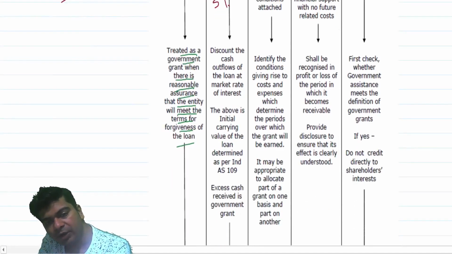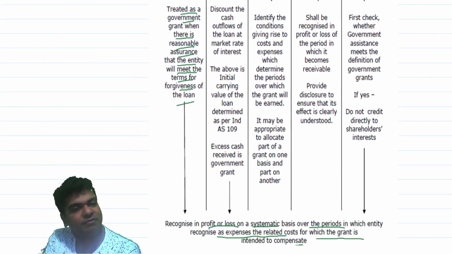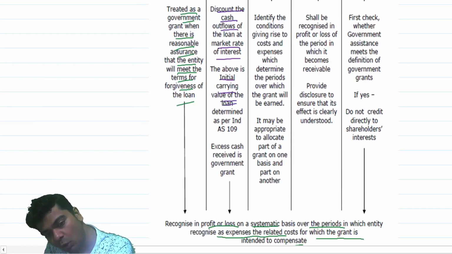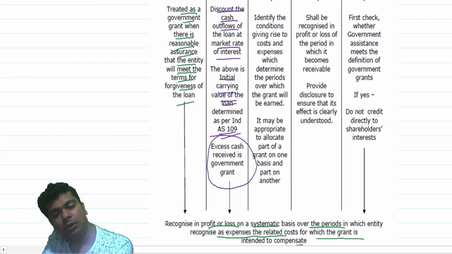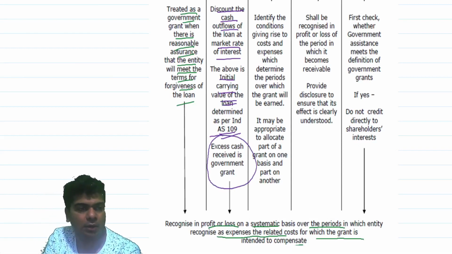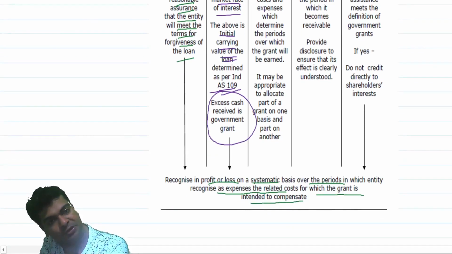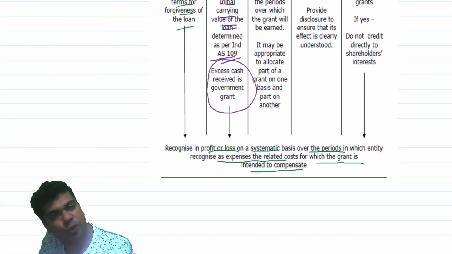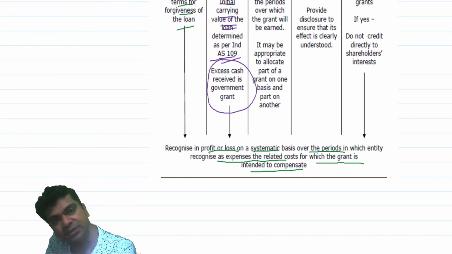Loan at a below-market rate of interest. What is the further requirement? They say discount the cash outflow of the loan at the market rate of interest. The above is the initial carrying value of the loan determined as per Ind AS 109. Excess cash received is the government grant. Whatever extra money you received is the government grant. See, a part of that loan is to be repaid, so you cannot say that you are getting government assistance to that extent. This is the logic over here.